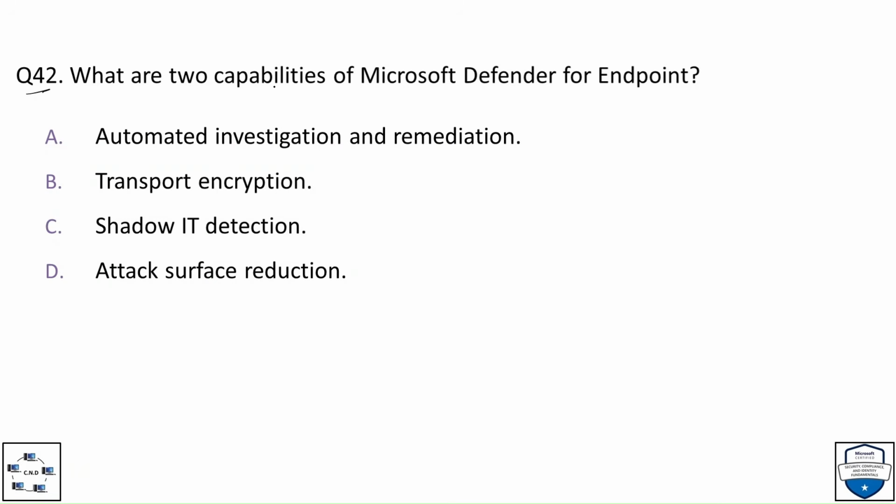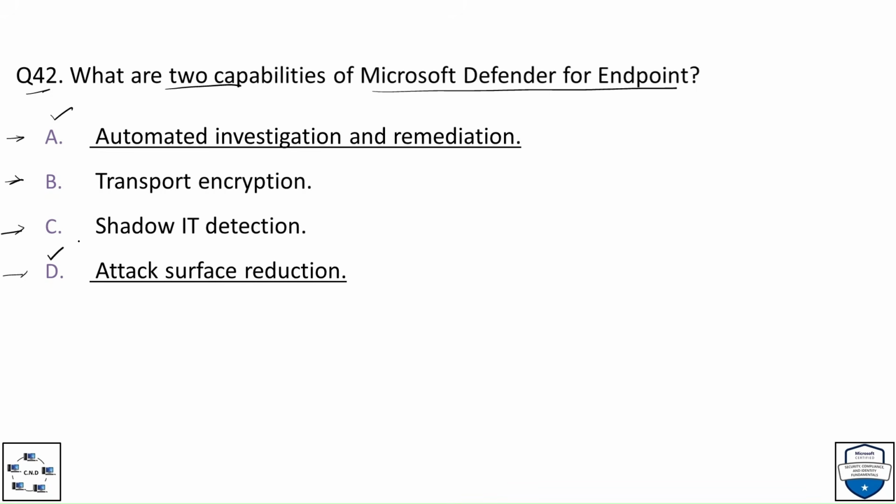Question number 42, what are two capabilities of Microsoft Defender for Endpoint? Option A, automated investigation and remediation. Option B, transport encryption. Option C, shadow IT detection. And option D, attack surface reduction. And the correct option is, we have to choose two capabilities. First one is option A, automated investigation and remediation, and second one is attack surface reduction.